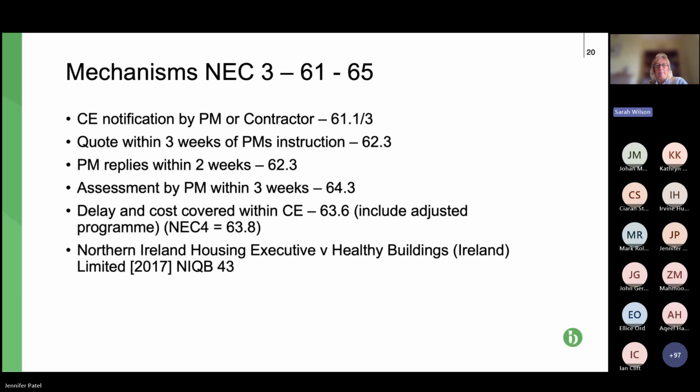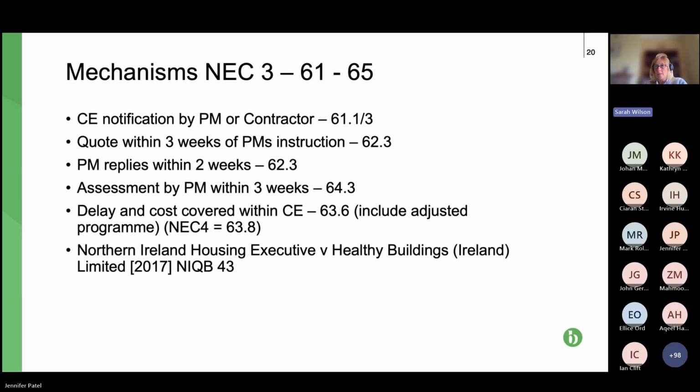Bear in mind the Northern Ireland Housing Executive case, where the contract talks about the delay being prospective, and of course it is, because you are submitting your programme in support of the delay, usually as a quote, so a forecast of the delay that you think you will anticipate, that you will encounter, and that is the basis on which the project manager should assess it, i.e. on the forecast.